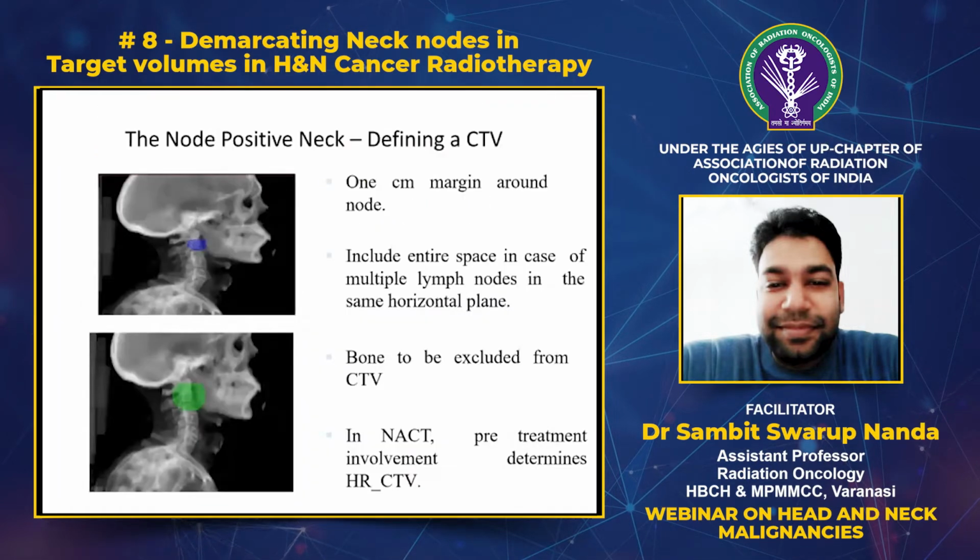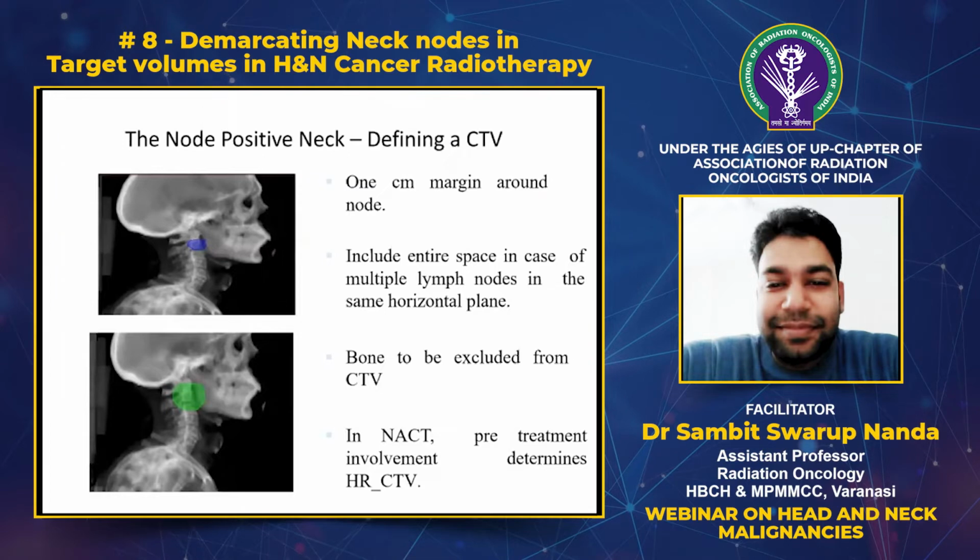So coming ahead with the contouring of the CTV. When there is N plus disease, a gross node which is seen either clinically or radiologically or both, then we have to take the radiologically seen node as the nodal GTV. We have to take a 1 centimeter margin around the node. This has to be cropped from the bone because the microscopic spread doesn't happen into the bone.